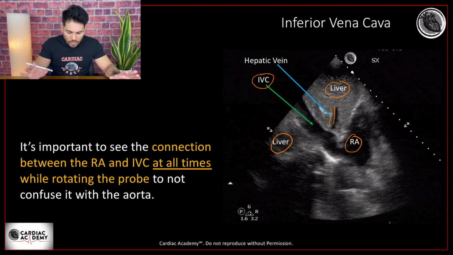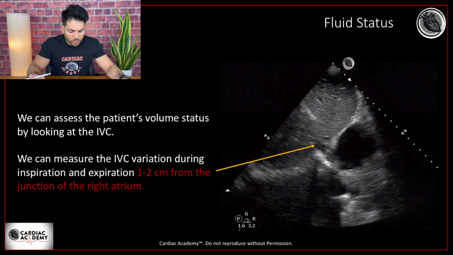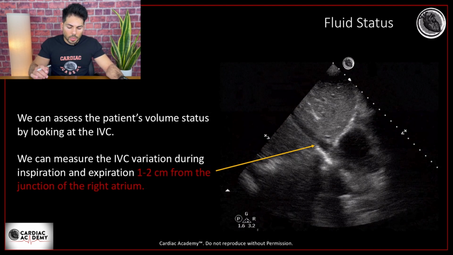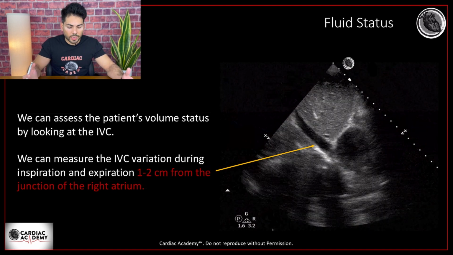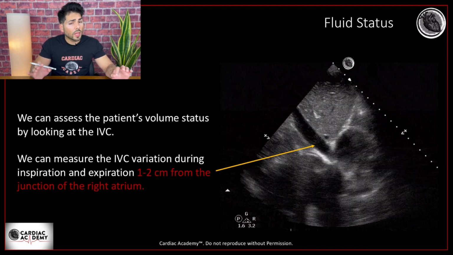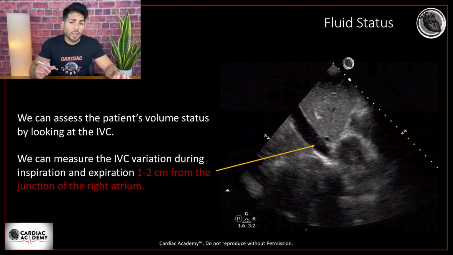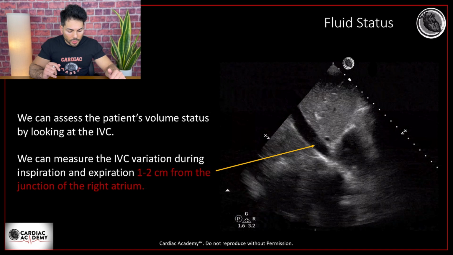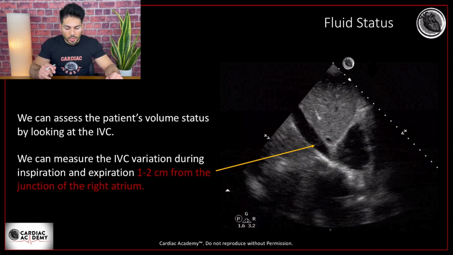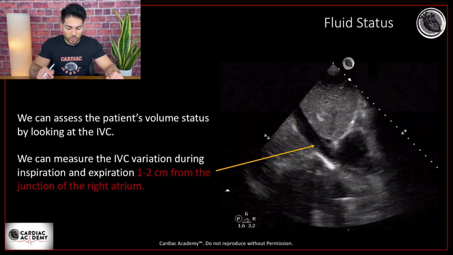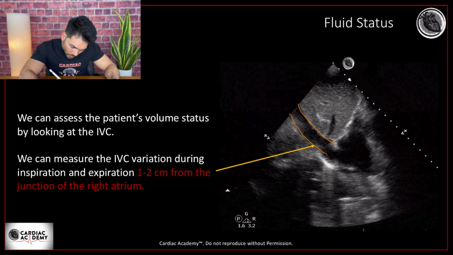All right, now that we know what to look for, let's continue. Okay, so when you look at the IVC, one of the things you're looking for is fluid status, okay? And the way we assess fluid status is by looking at how much the IVC collapses, okay? So an important thing is that we need to look in the appropriate location, okay? So the IVC, pretty long structure, right? Where do we look?